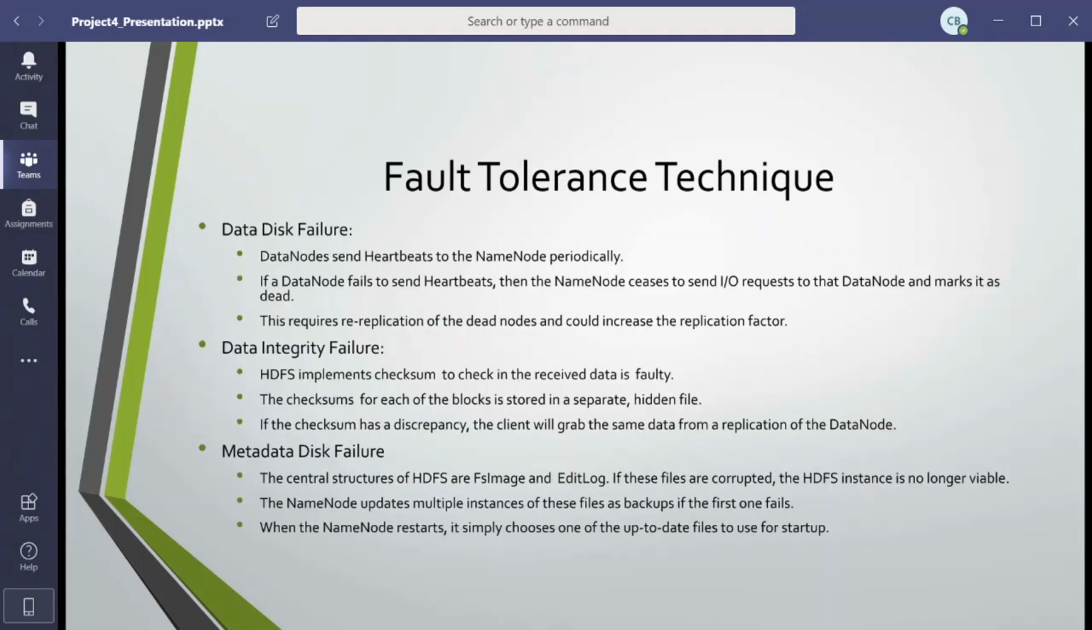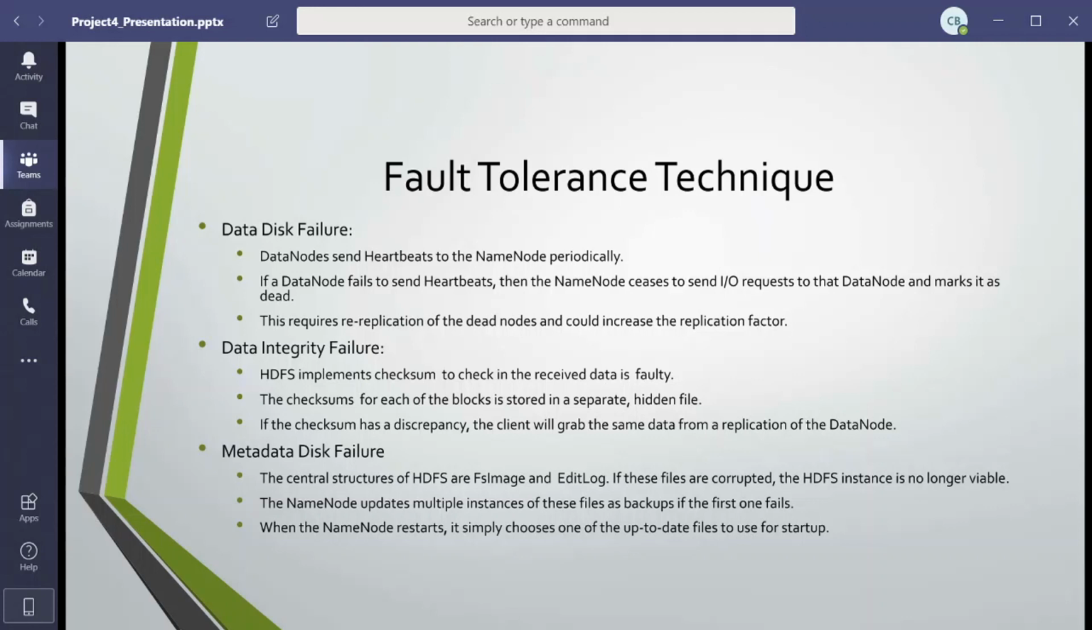So next we're going to be talking about the actual technique that Hadoop uses to tolerate faults. So we'll hit three different failure types and discuss how Hadoop actually notices that there was an error and fixes them.